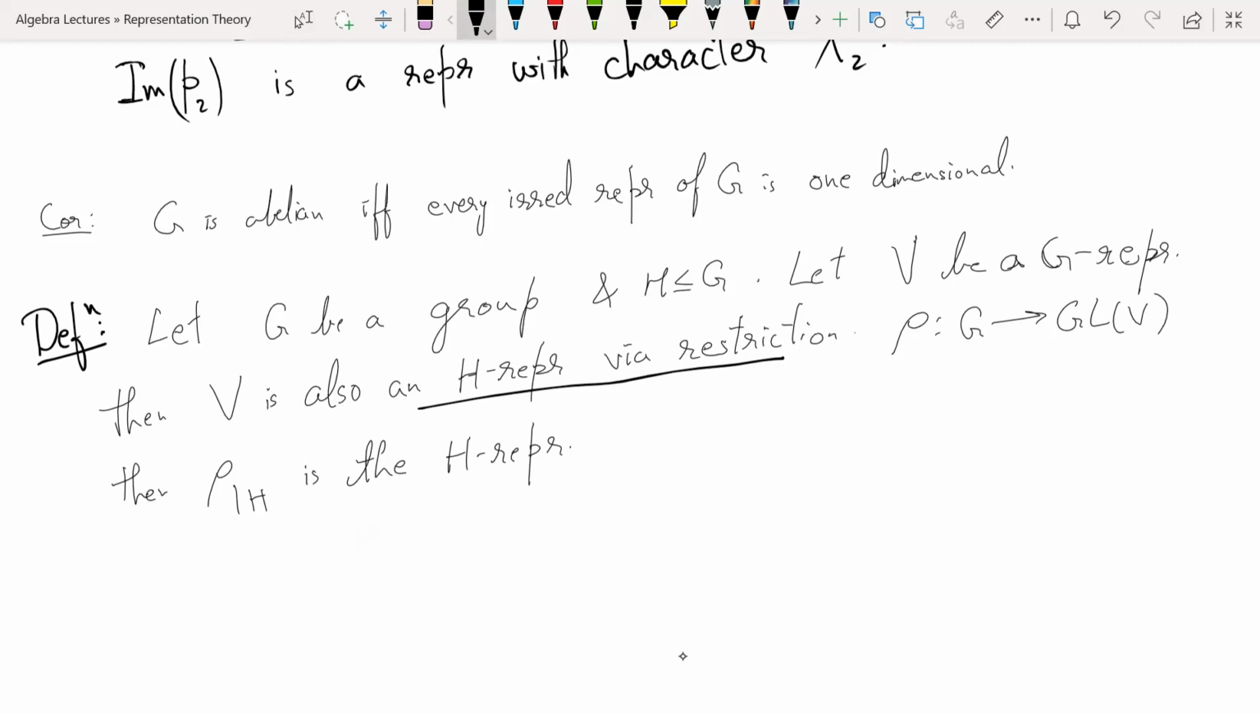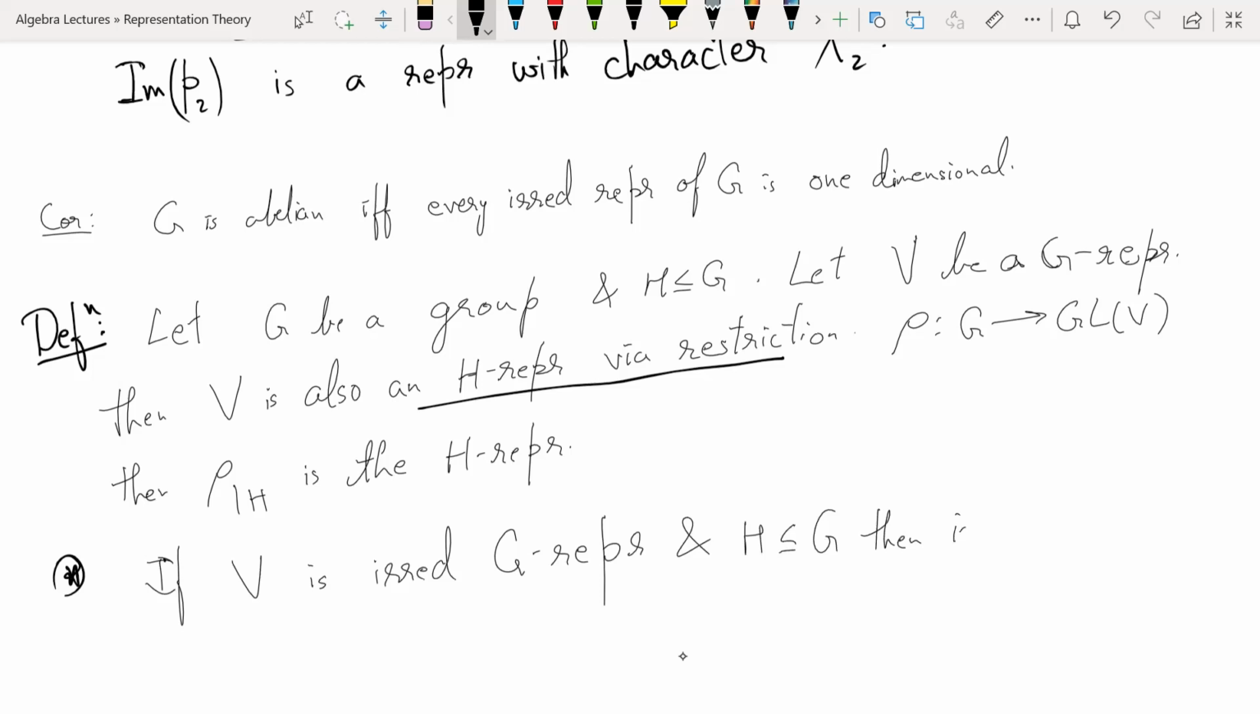So if V is an irreducible G representation, and H is a subgroup of G, is V an irreducible H representation? What can you say?